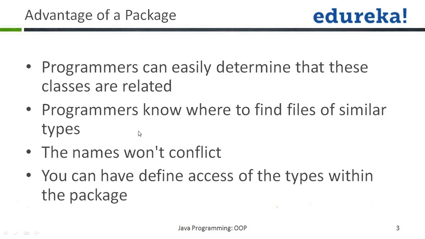Then moving on, programmers know where to find files of similar types. If you're looking for a particular type of classes, you know where to find them. If you get the package name, you know that all the classes of this particular type will be present in that package. Third is, the names won't conflict. Now what is the meaning of this statement? Can any one of you tell me?